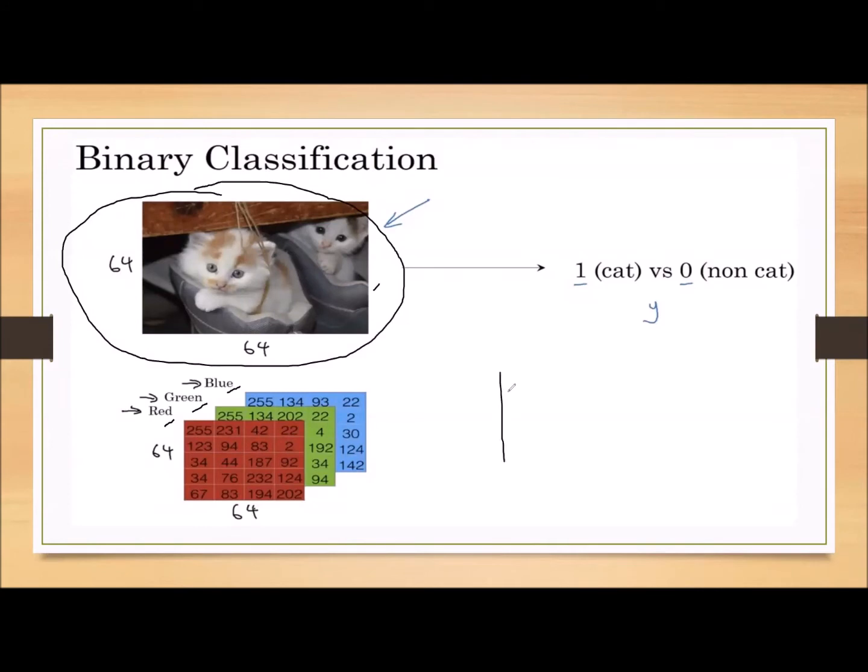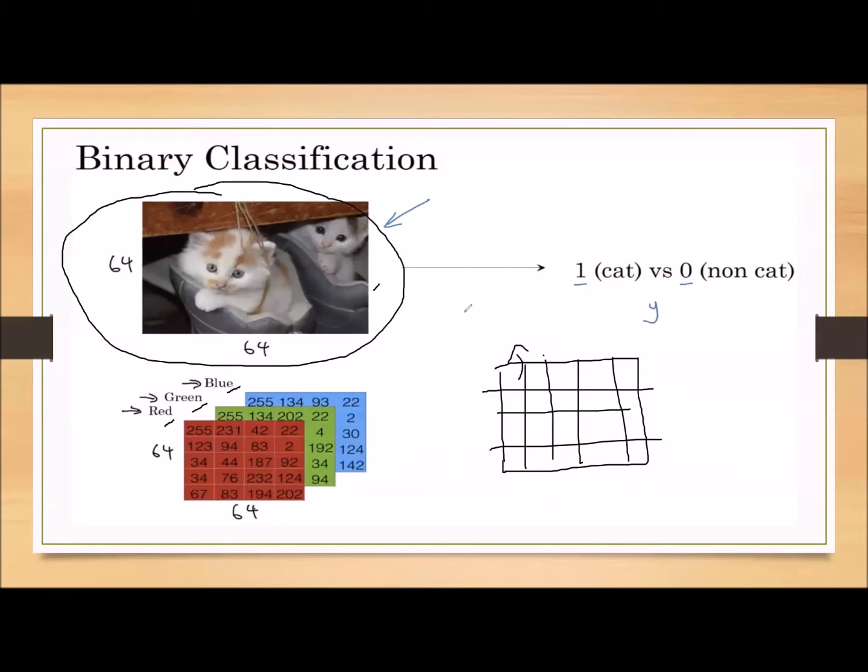For your understanding, I am drawing that picture, and here I am taking the 64 rows and 64 columns. Each rectangular block's information can be represented from 0 to 255. So the maximum value can be 255 and the minimum value is 0. So this is a 64 by 64 pixel image.